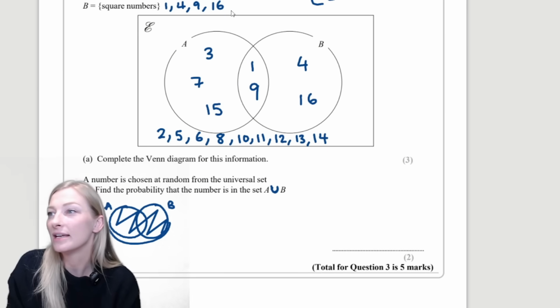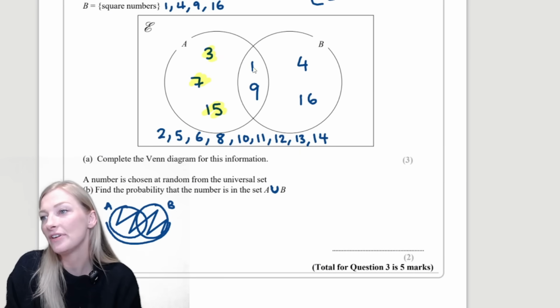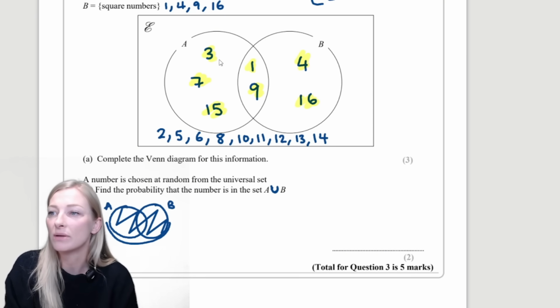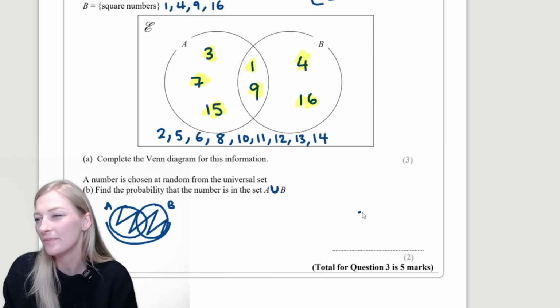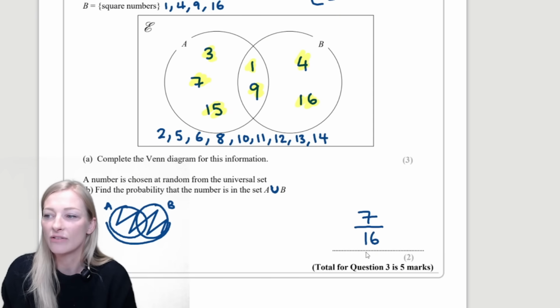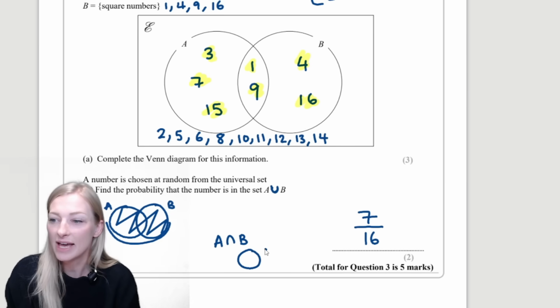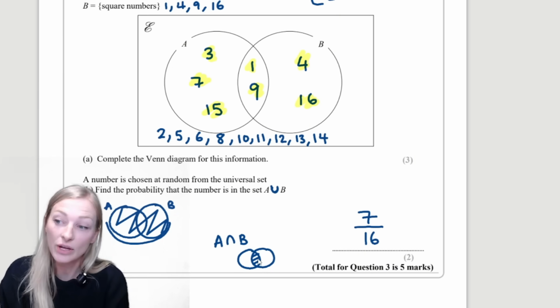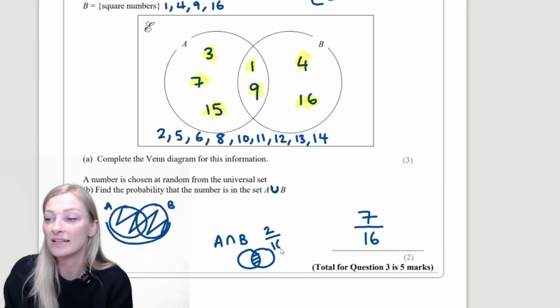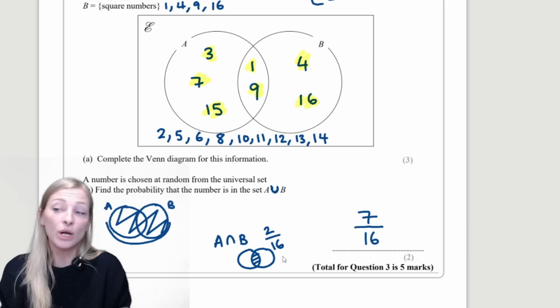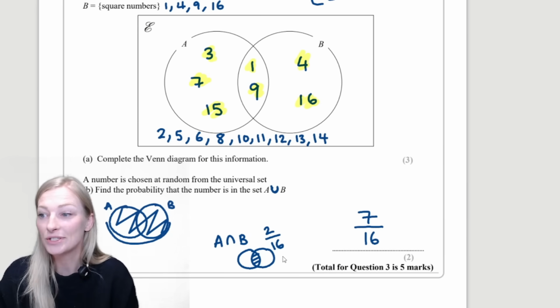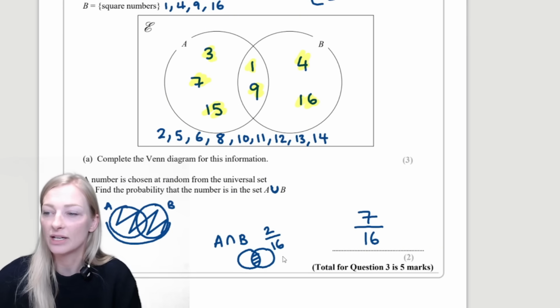So I've got, let me highlight it, the 3, the 7, the 15, the 1, the 9, the 4, and the 16. The probability of me picking one of those numbers is 7 out of the 16 numbers that there are altogether. If you'd been asked for the intersection, that's the bit that is overlapping there. The probability of selecting one of those numbers would be 2 out of 16 because there are two numbers in the intersection. You don't need to simplify your answer. Well, we can't simplify 7 over 16 anyway, but if it was 2 over 16, you wouldn't need to simplify your answer with probability.